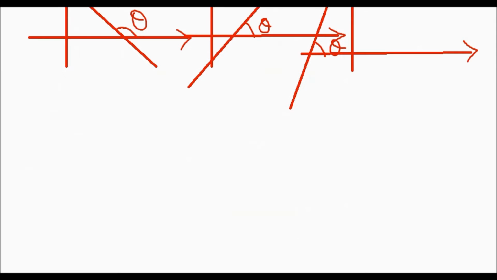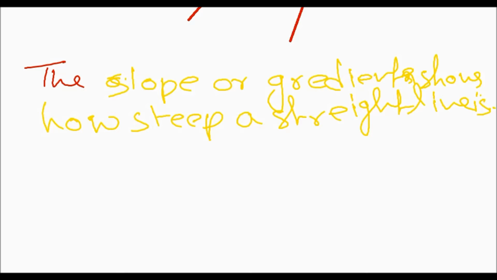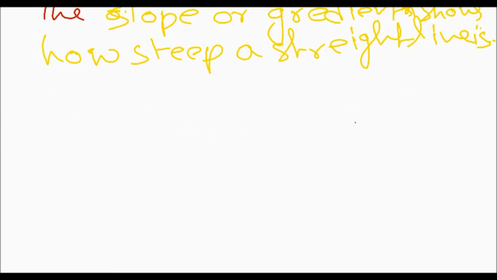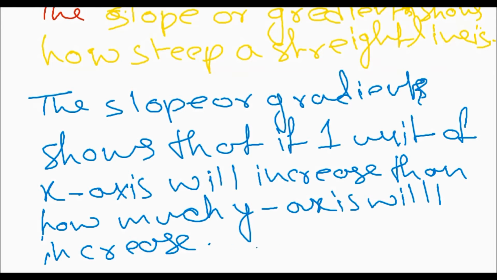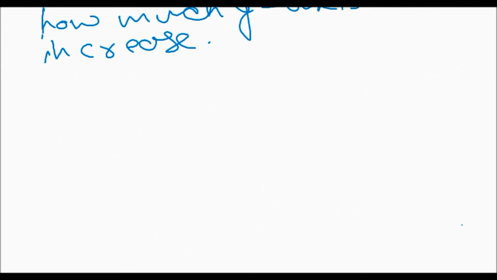Okay, what is the definition of slope and gradient? Many teachers ask for the definition of slope and gradient. The slope or gradient of a straight line shows how steep the straight line is. This is the definition. And the second definition of the slope of a straight line: the slope or gradient shows that if one unit of x-axis will increase, then how much y-axis will increase or decrease.